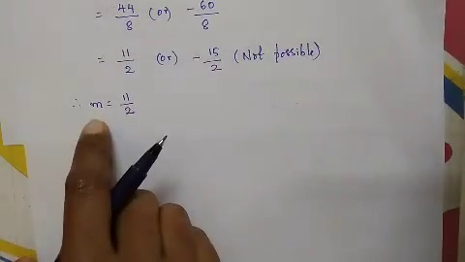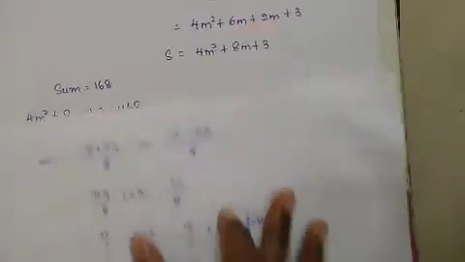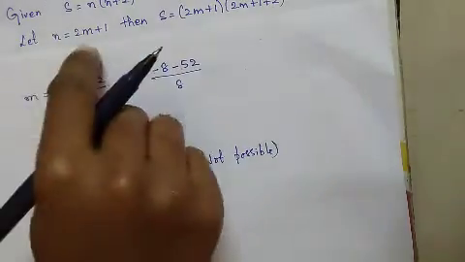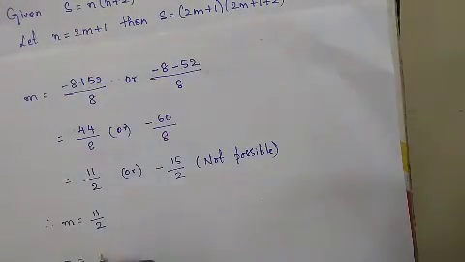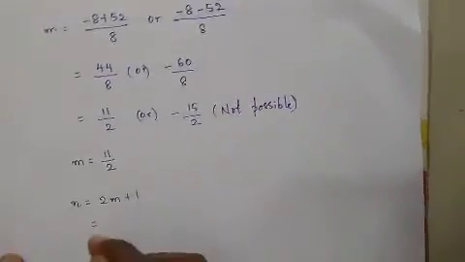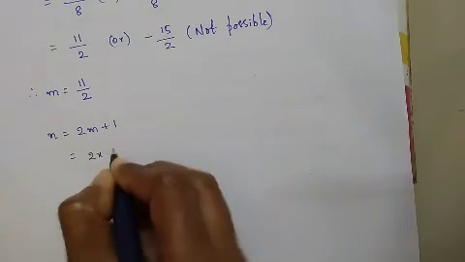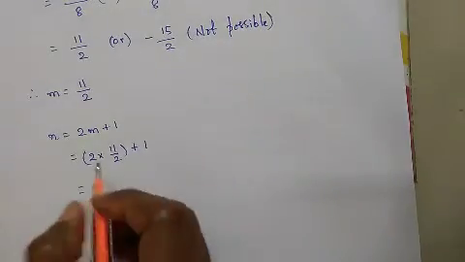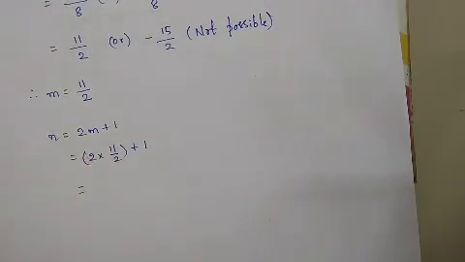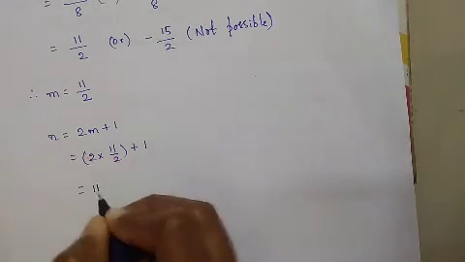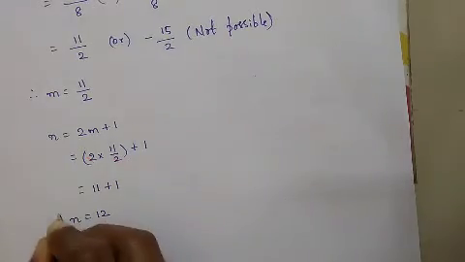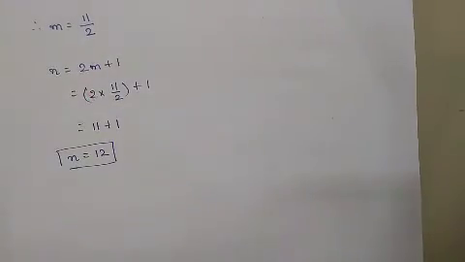But we are not interested in m. We altered the form of n and we want the value of n. Right? We took n as 2m plus 1. So now let us take n is equal to 2m plus 1 and substitute the value of m. So this will be 2 into 11 by 2 plus 1. The 2 in the numerator and 2 in the denominator will cancel out, and n is equal to 11 plus 1, that is equal to 12. So my required value of n is 12.